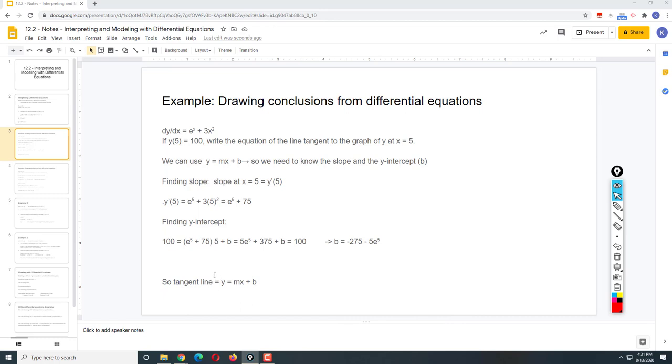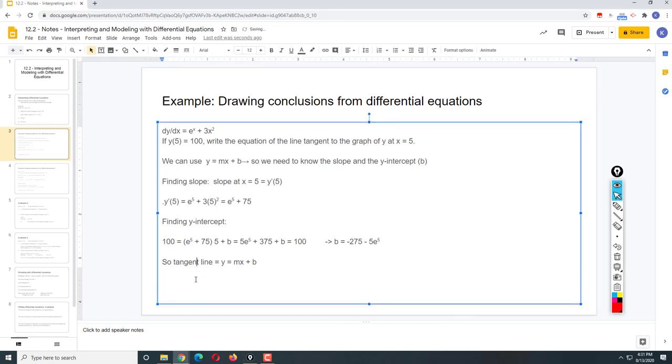Now we can plug this into y equals mx plus b. The m is the slope of the tangent line, and the b is negative 275 minus 5e to the 5th. So our equation is y equals e to the 5th plus 75 times x minus 275 minus 5e to the 5th power.